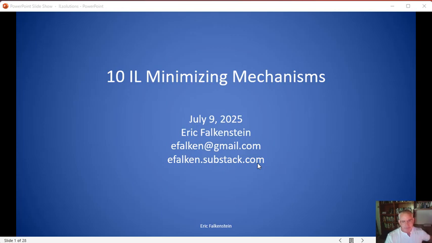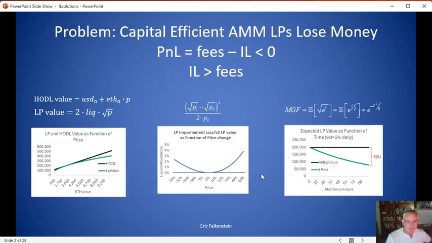I'm going over 10 IL minimizing mechanisms. So let me start. First, I'm going to assume some familiarity with AMMs and LPs, and these acronyms and terms: automated market makers, liquidity providers. There's another place to go for the intro stuff. I don't want to take up too much time with that.